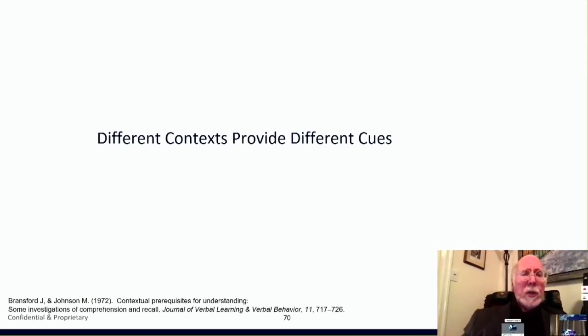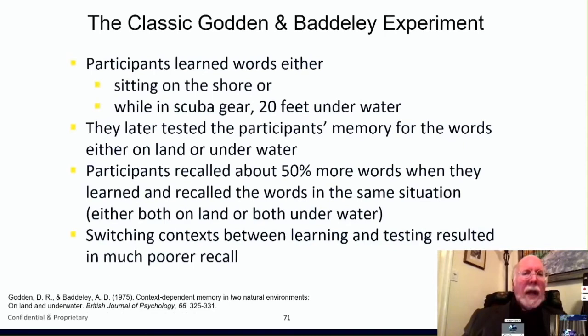Next slide, please. A classic experiment shows what happens when you don't have different kinds of cues. I love this experiment, it's so clever. Godden and Baddeley did it. They had participants learn words either sitting on the shore or while in scuba gear. They're all scuba divers, 20 feet underwater. They tested the participants' memory for the words either on land or underwater. So you learn it on land and you're tested on land or underwater; you learn it underwater and you're tested on land or underwater.